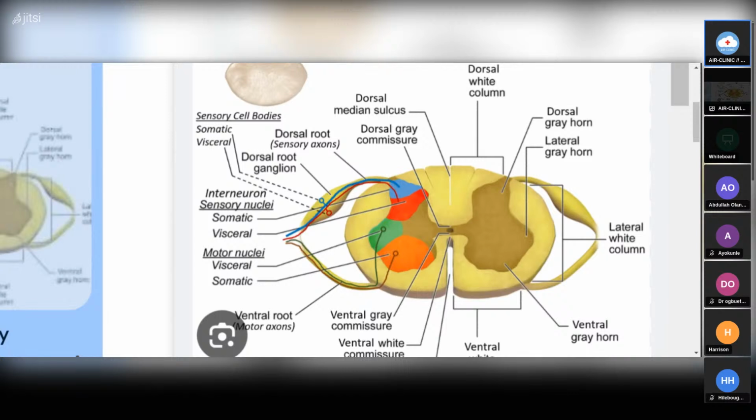So let's see. Show the whiteboard. So functions of dorsal column medial lemniscus pathway.